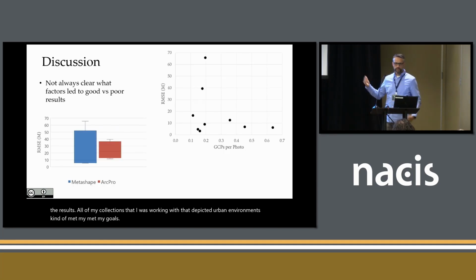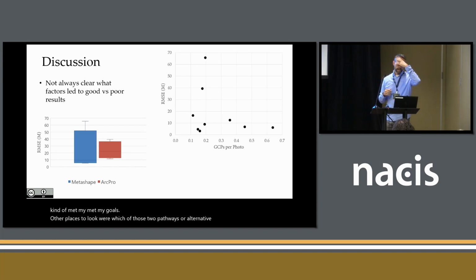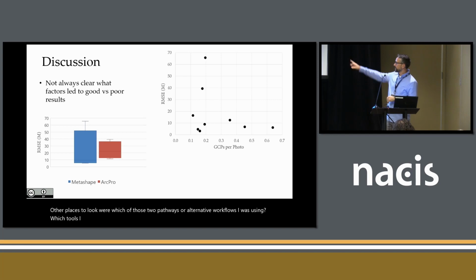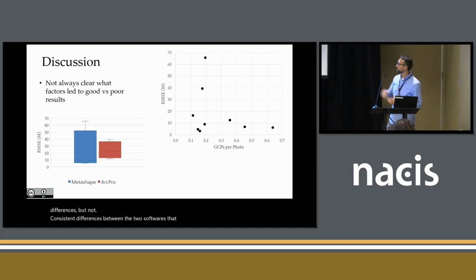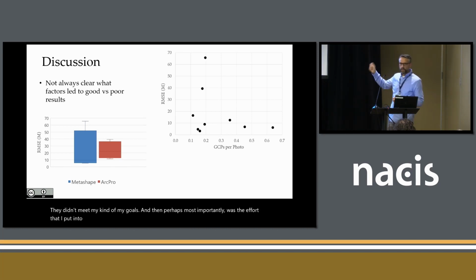Other places to look were which of those two pathways or alternative workflows I was using, and which tools I was using. And so this is the bottom left graphic, and there were arguably differences, but not consistent differences between the two softwares that I was using. What I've called the engineering approach produced more consistent results, but they weren't actually that good. They didn't meet my goals. And then perhaps most importantly was the effort that I put into each collection on a per photo basis.